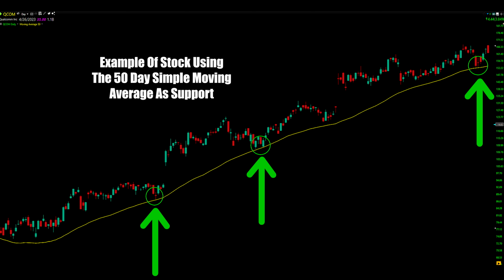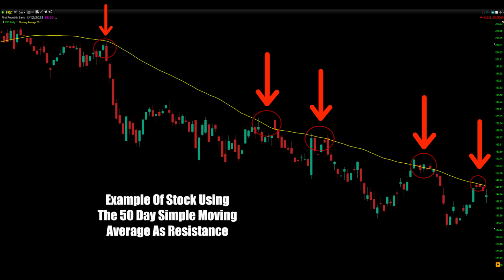Moving averages can also act as support or resistance due to the fact that many traders are watching them, following them, and taking them into consideration while performing their technical analysis. Many algorithms are designed to use moving averages in a similar manner.